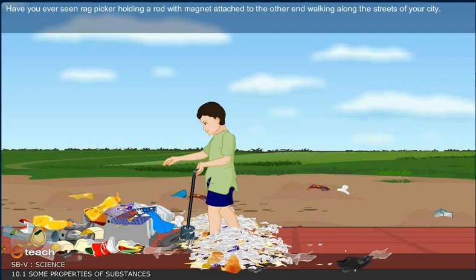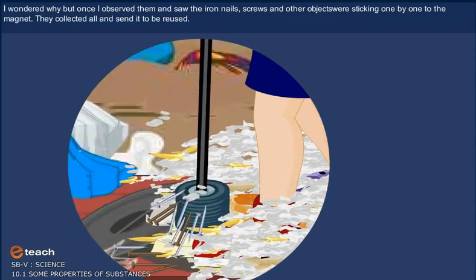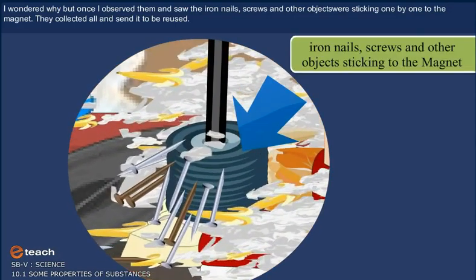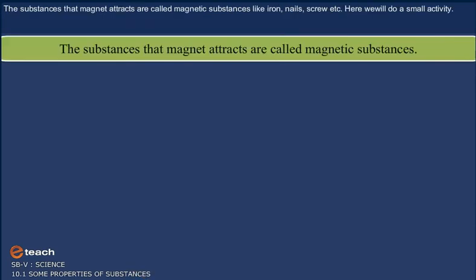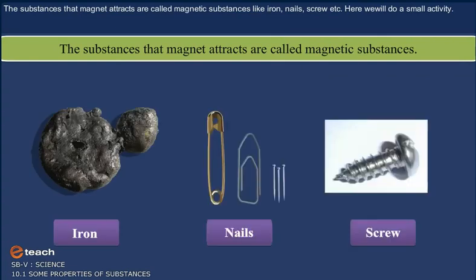Magnetism. Have you ever seen a rag picker holding a rod with a magnet attached to the other end, walking along the streets of your city? I wondered why, but once I observed them and saw the iron nails, screws and other objects sticking one by one to the magnet. They collected all and sent it to be reused. The substances that a magnet attracts are called magnetic substances, like iron, nails, screws, etc.